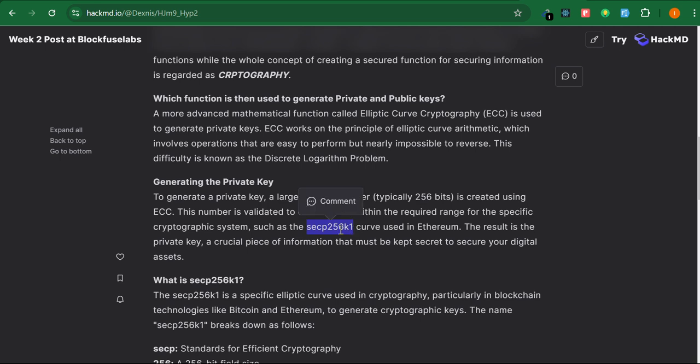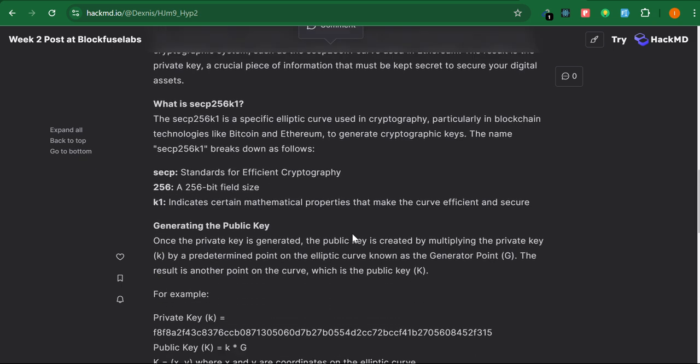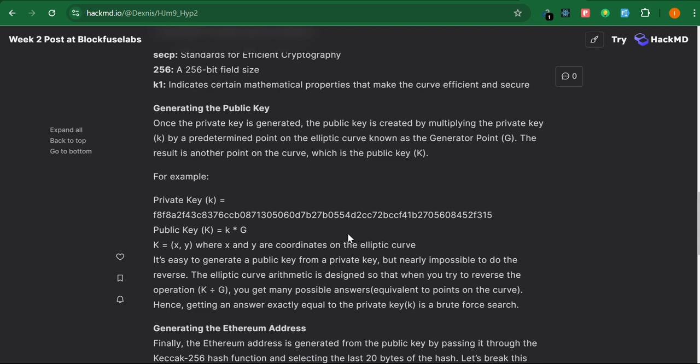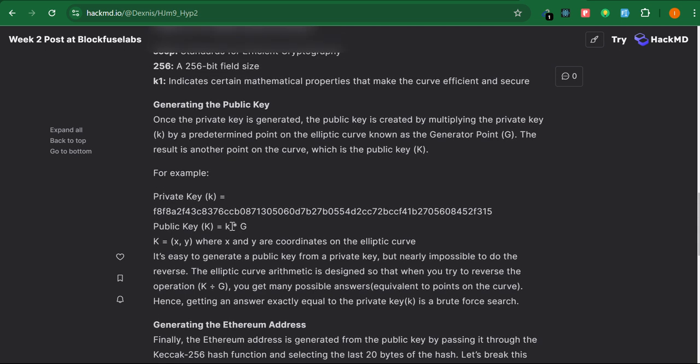Bitcoin also uses this for verification, and that is why most features and libraries in Bitcoin can be used on Ethereum too. After we generate the private key, the next thing is to generate the public key. I already said that the public key can be generated from the private key by simply multiplying the private key by the generator point. Don't forget, the generator point is a predetermined point on the elliptic curve.